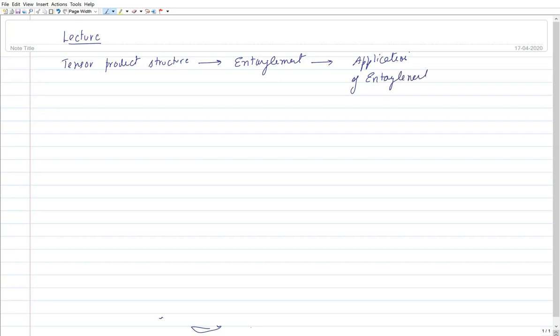Good morning, and in these particular lectures, we are going to review the basic structure of the tensor product Hilbert space and build up to entanglement, and then we are going to see the applications of entanglement to quantum limited metrology.